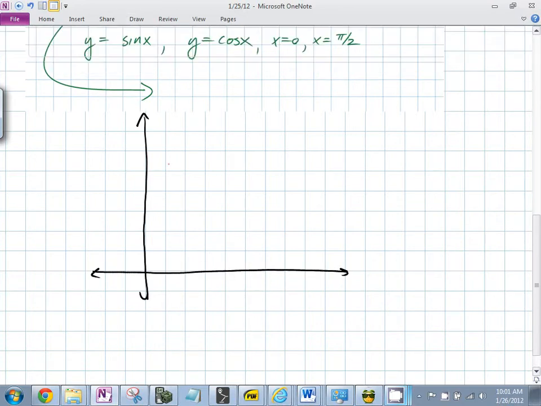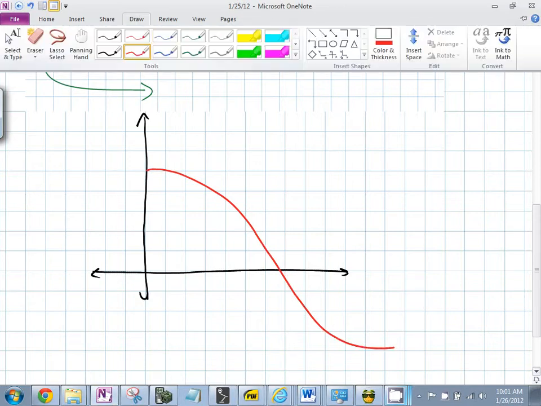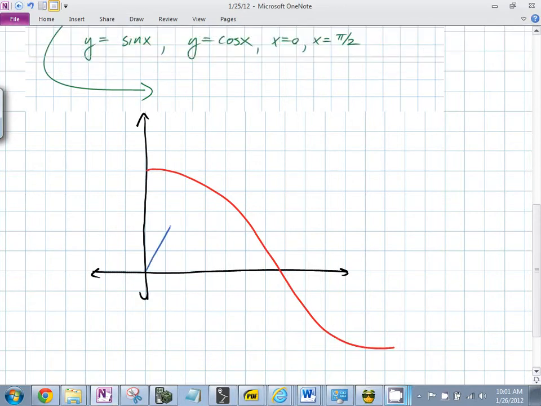So where does cosine start? At 1. So cosine's going to go like this, right? And what's sine going to do? Like that, right? That's a little too high, I'll make it a little lower, sorry. About that, right? So you're going from 0 to pi over 2, which brings you to right about here, correct?